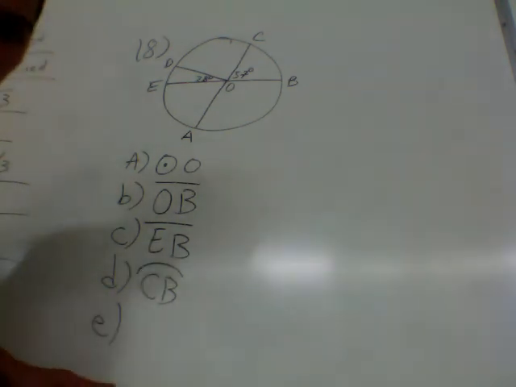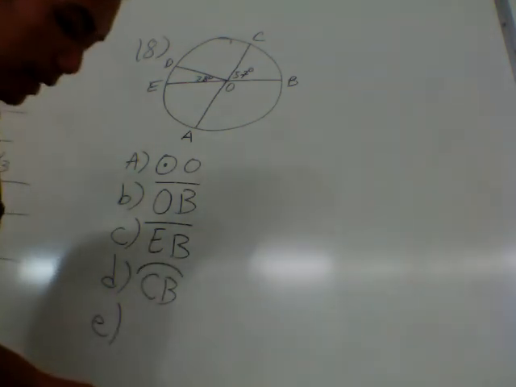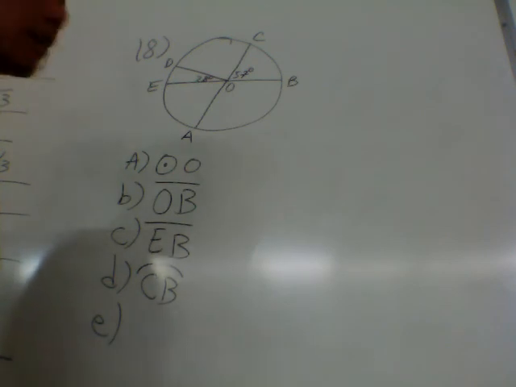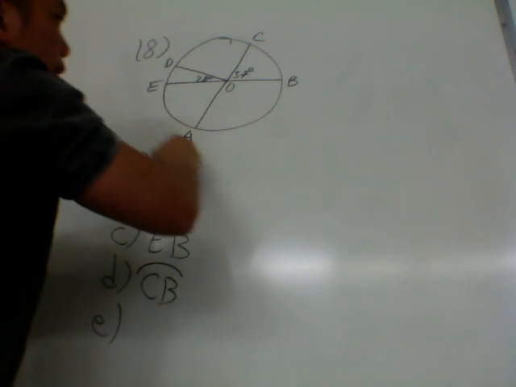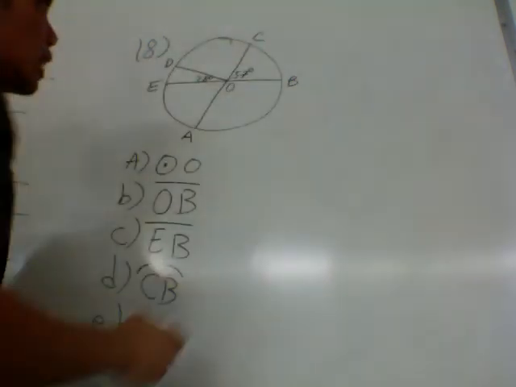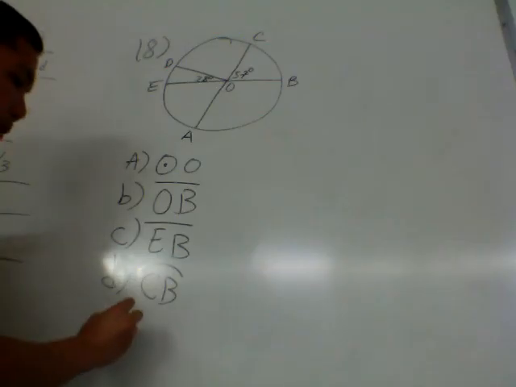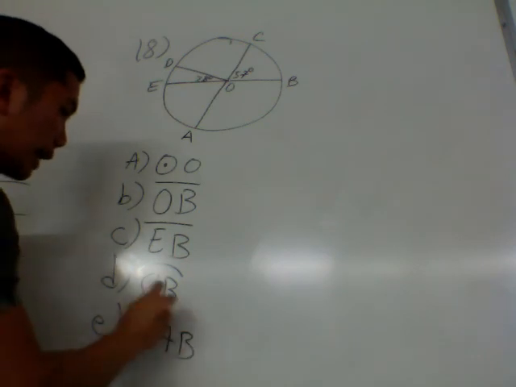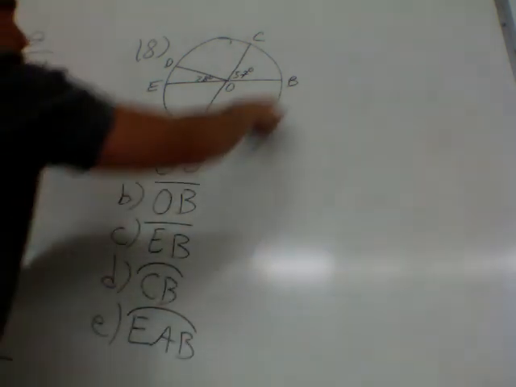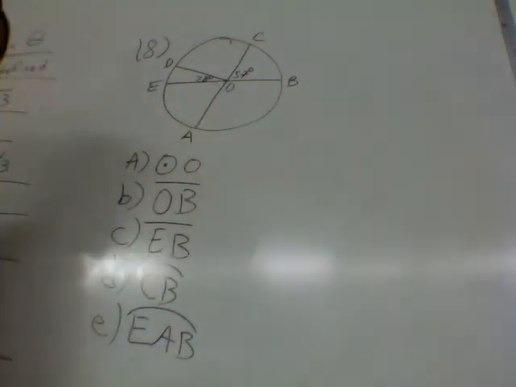Now, letter E. Letter E says a semicircle that starts at E. Semicircle is half the circle. If I start at E, I could go this way on the bottom, or I could go on the top. I'm just going to use the bottom. Make sure for a semicircle you use 3 letters. And it has to go in order, E, A, B. So that is letter E.